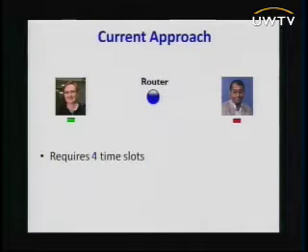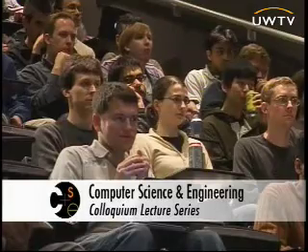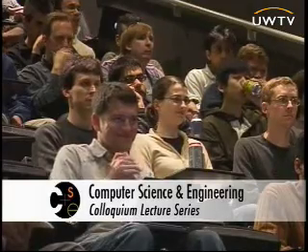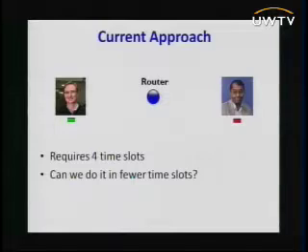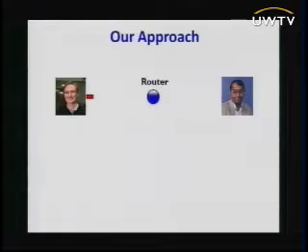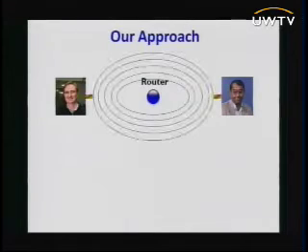But David and Sumit are very smart people. They want to do better than 4 time slots. Can they do it in fewer time slots? So here's our approach. David takes his packet, sends it to the router. Sumit takes his packet, sends it to the router. Here's the key difference. Instead of the router transmitting these 2 packets separately, he combines them using bitwise XOR to create a single coded packet of the same length and broadcasts that coded packet to David and Sumit.